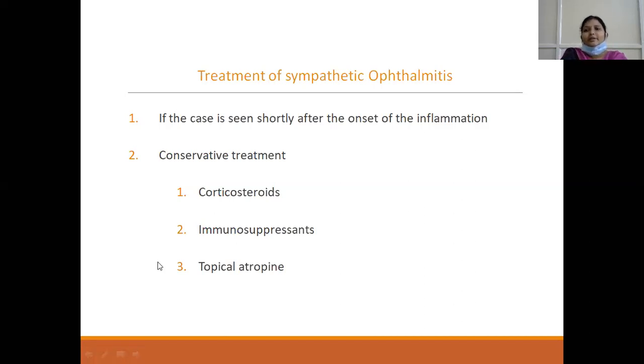Next, coming to treatment of the sympathetic ophthalmitis per se. So the patient has come to us after the onset of sympathetic ophthalmitis. That is, the sympathizing eye has already developed the symptoms. So at the earliest, we must start the patient on corticosteroids. These steroids can be given either topically or as periocular injections as well as systemic steroids.